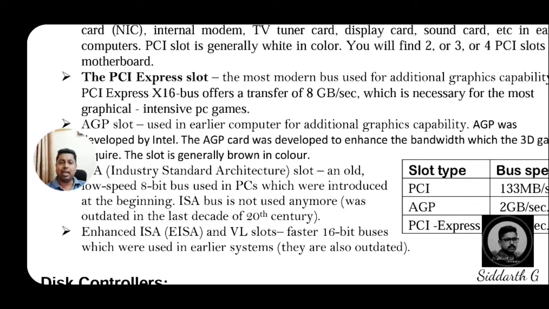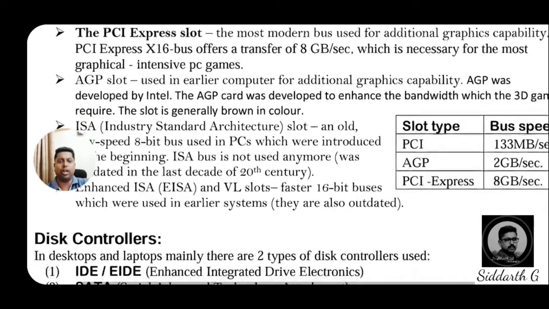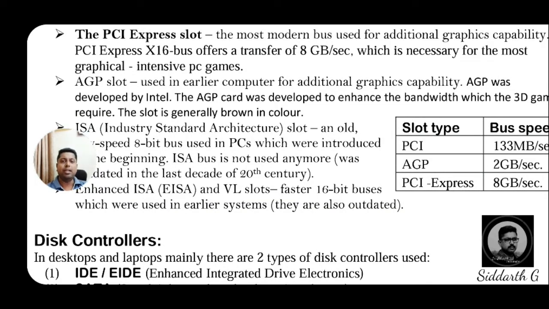Then after PCI slots, one more very important slot, the AGP slot, accelerated graphics port. This is also used to connect extra RAM when you need it for high gaming purposes. At that time you can use this type of slot to increase your RAM. AGP, accelerated graphics port. Then ISA, industrial standard architecture slots.